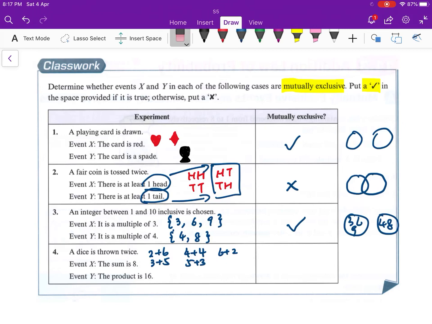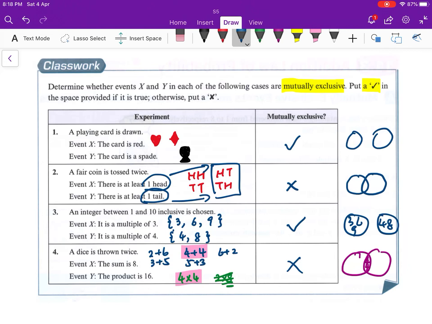So now take a look at event Y. The product is 16. How can you make 16? 16 can be 4 times 4, right? Because 4 times 4 is 16. What else? You may think, how about 2 times 8? But on a dice, you won't have the 8. So this one is cancelled. Now take a look at event X and event Y. Both of them include 4, 4. So that means they have overlap at 4, 4. So actually, this is non-mutually exclusive.